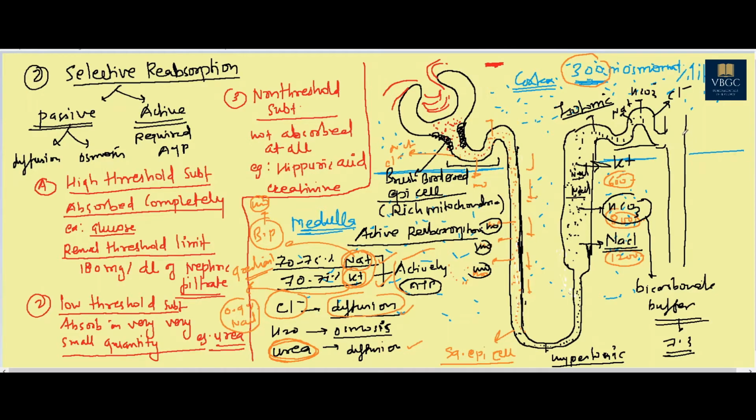Now when we come to the collecting tubule, in the collecting tubule we are mainly absorbing water. How much water? Maximum, 90% of water gets absorbed here. So the maximum amount of water is absorbed in the collecting tubule, and this water is absorbed with the help of aquaporins.